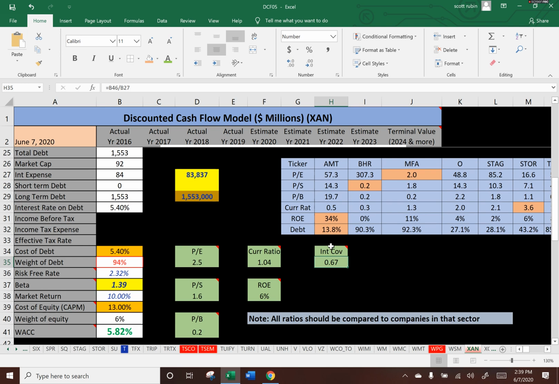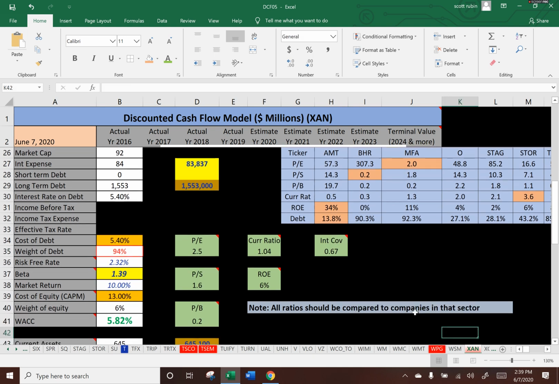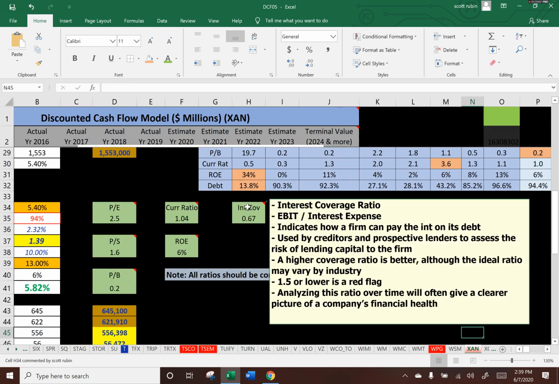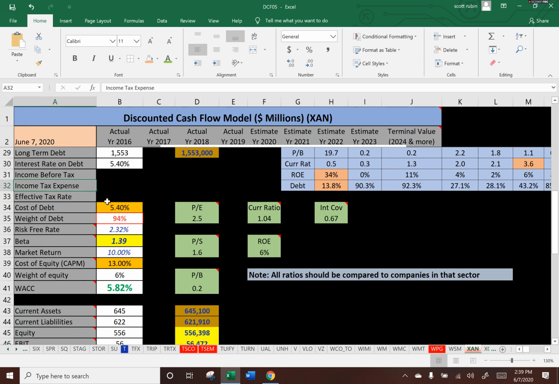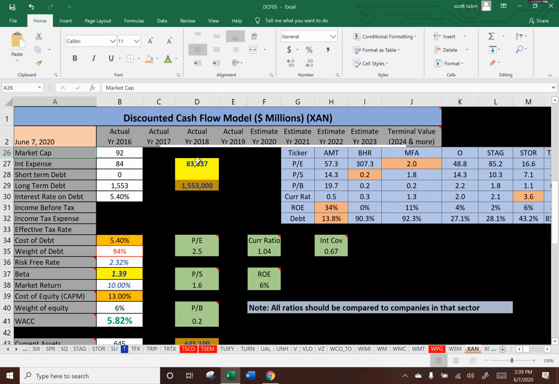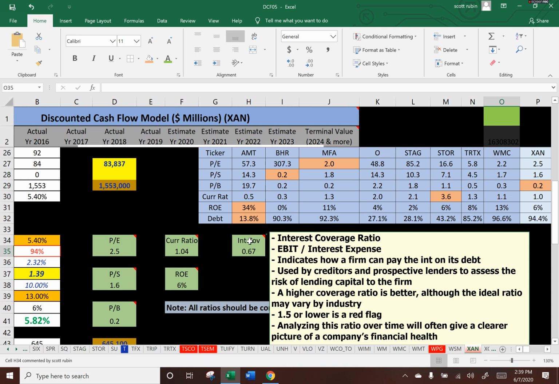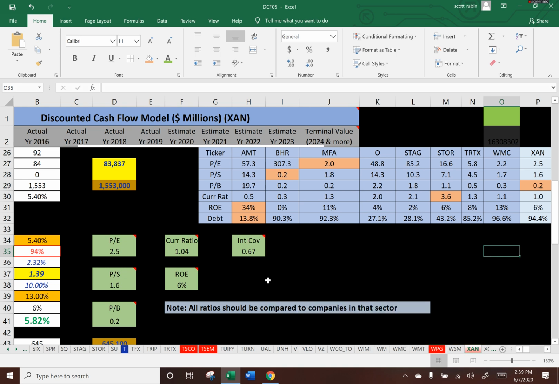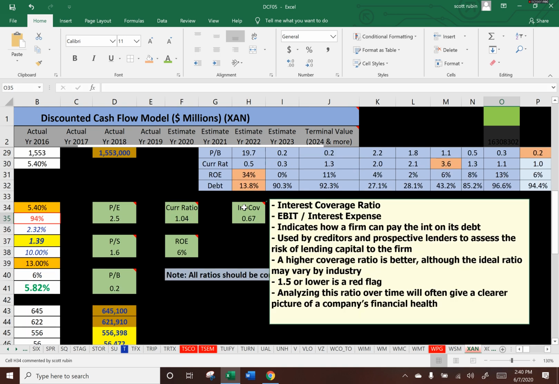And what interest coverage is, and this is a good number to look at, especially if you're concerned about companies going bankrupt, is EBIT over interest expense. So it's your earnings before you pay interest and taxes over the interest expense. Interest expense is interest on the debt, the $83 million. So if this is under, I wrote 1.5 or lower, it's a problem. If it's lower than 1, it's a real problem, because they can't cover it.